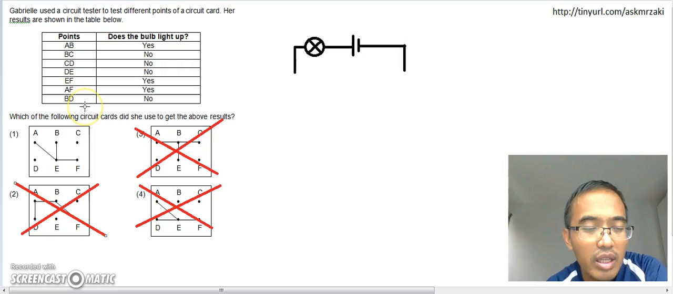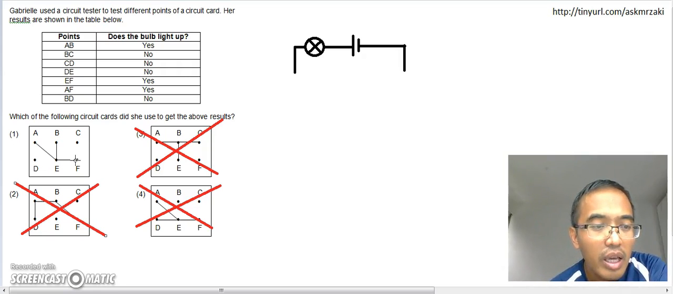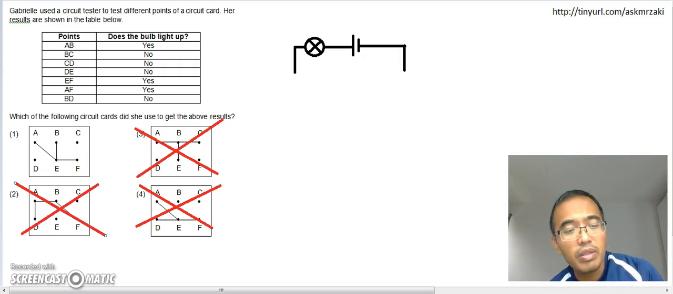Let's check again. A and F, there's a connection. Yes, will light up. And B and D will not light up. So that's one way for you to check whether the options given can be an answer or not. Another way is very simple. Let's just take option 1.